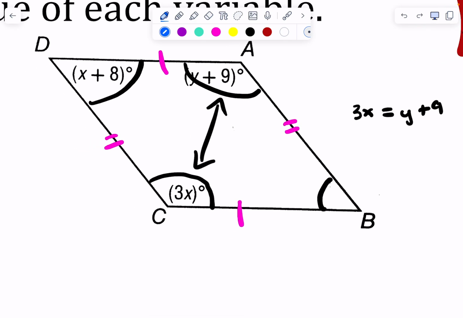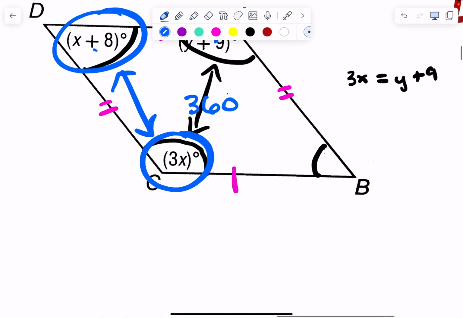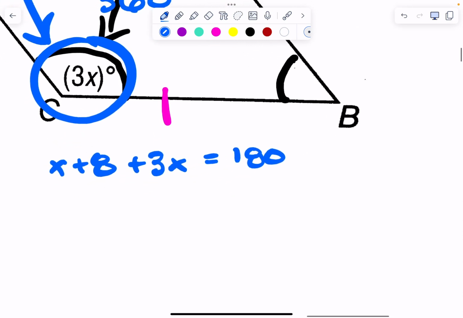How many degrees are in an entire parallelogram? What are all four? Yeah, 360, right? So if I take this guy plus this guy, that would just be 180. These two are going to add up to be 180 because it's like half of it, right? Okay, so I can do that. I can say x plus 8 plus 3x. That has to add up to be 180. Okay, and then I can solve for x there, maybe?